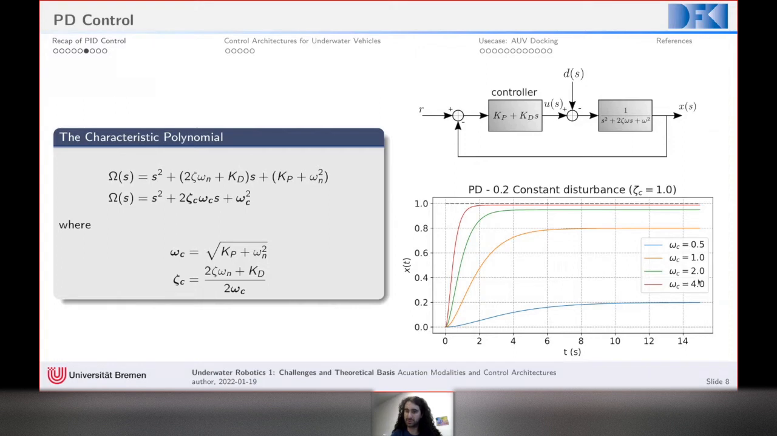And then if I try to increase more and more the gain here, or this controlled natural frequency, the closer I get to the value that I actually desire. However, you can see here that there is always a little bit of error. There are also some drawbacks to having very high values of omega C. This basically means that your controller is very stiff.